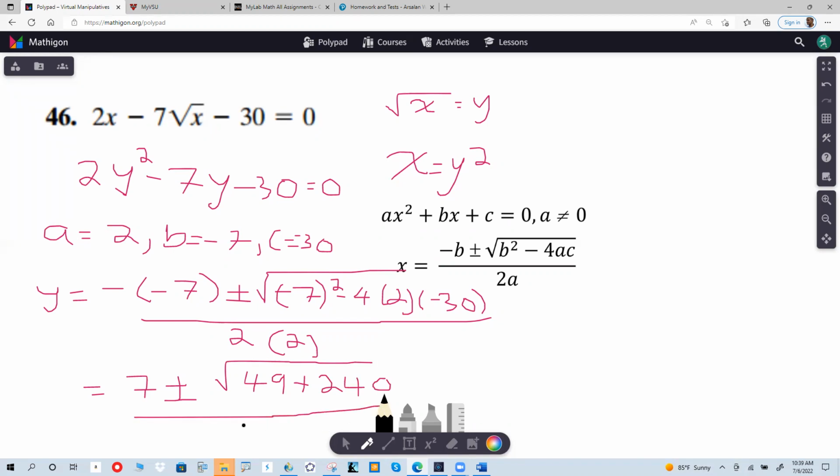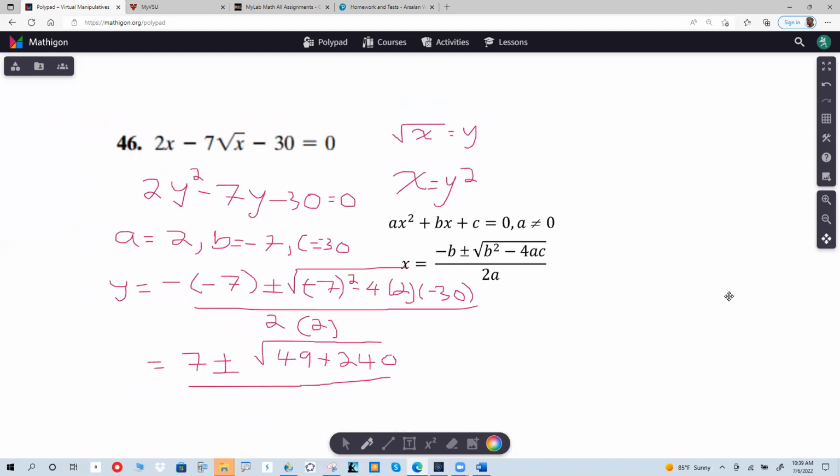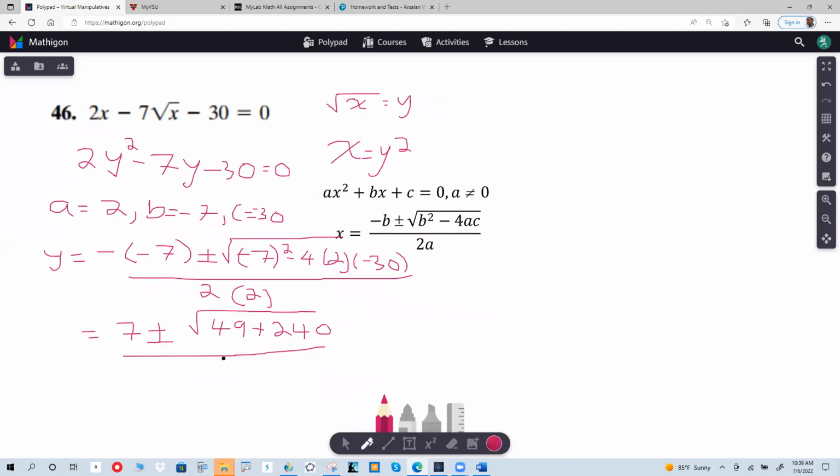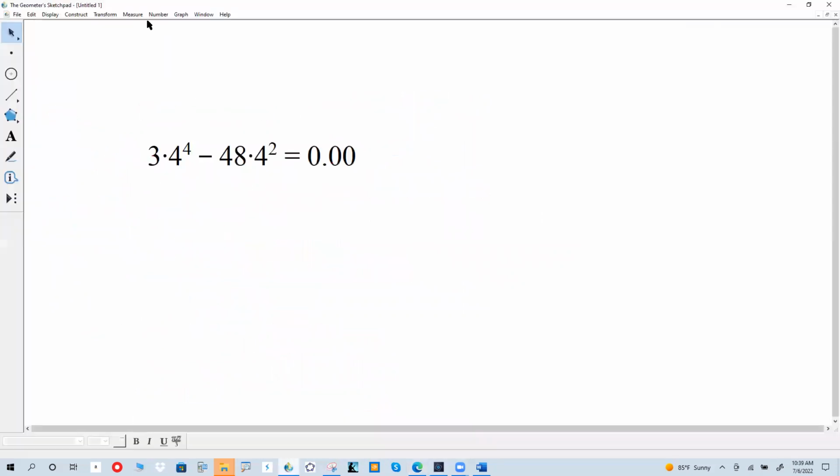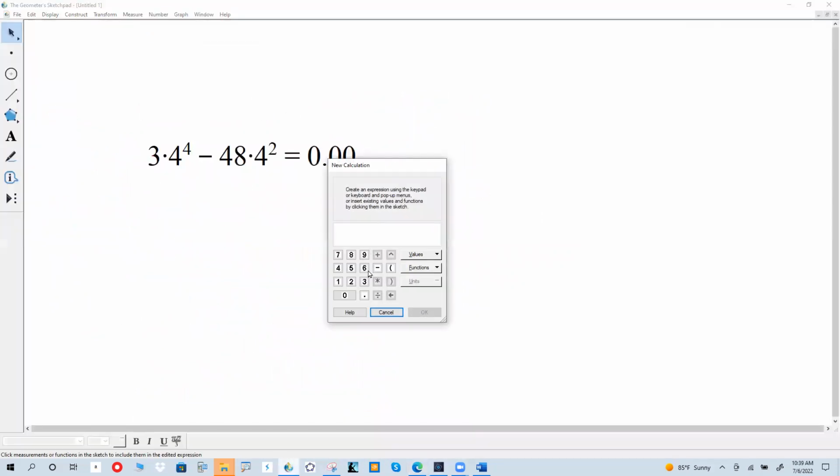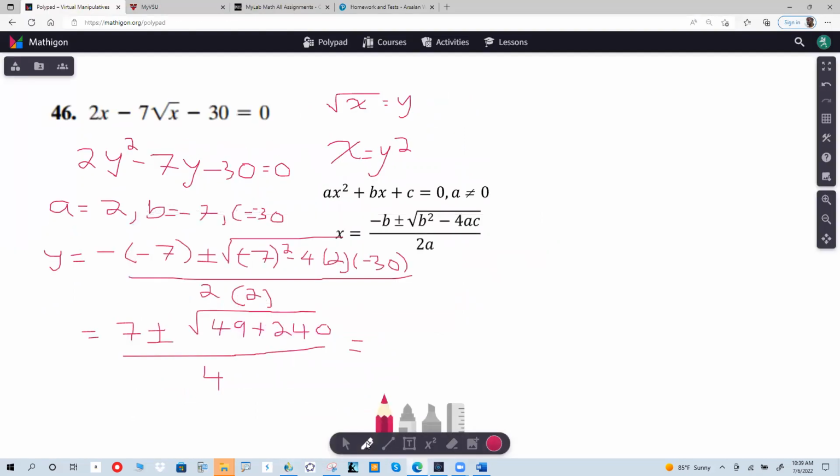Of course, we'll check our answers. 240 plus 49 is 289. I'm going to use my calculator here. What's the square root of 289? I think it's 17. Good, that's nice to get a nice clean number.